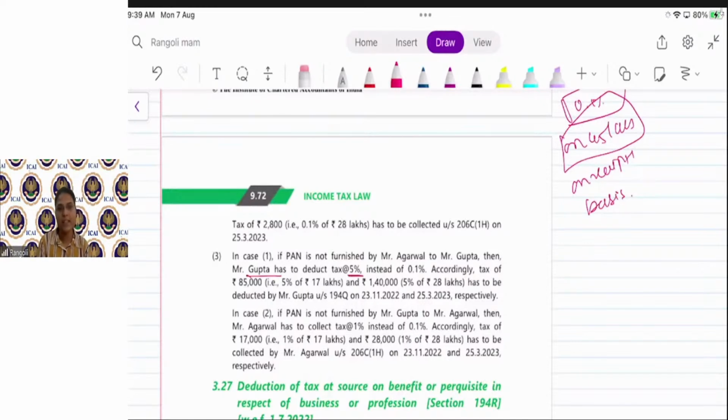And in the second case, if Mr. Gupta has not furnished PAN to Mr. Agarwal, then Mr. Agarwal will collect TCS at the rate of 1% instead of 0.1% because of the higher rate. See, we have discussed the rate prescribed in the Finance Act, the rate provided in the section, and the 20%, whichever is higher. But for section 194Q, the higher rate is 5%, and for section 206C(1H), the higher rate is 1% instead of 20%. Is that clear, everyone? Yes or no?